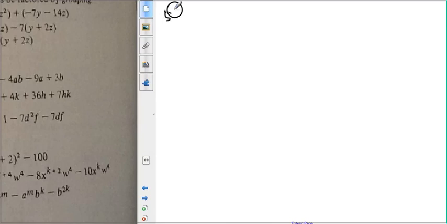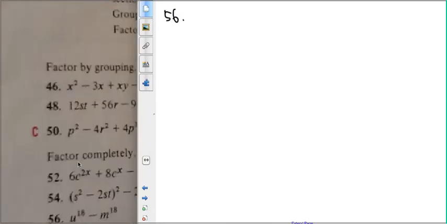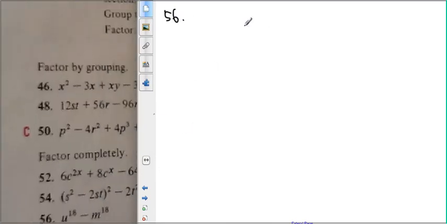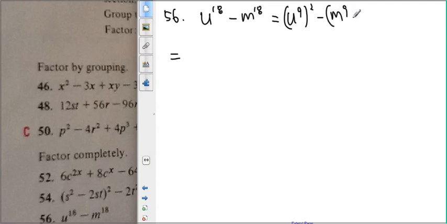Number 56. Number 56 is actually quite interesting. u to the 18th power minus m to the 18th power. How are we going to factor this one? First, it looks like a difference of perfect squares, meaning this one looks like u to the 9th squared minus m to the 9th squared.